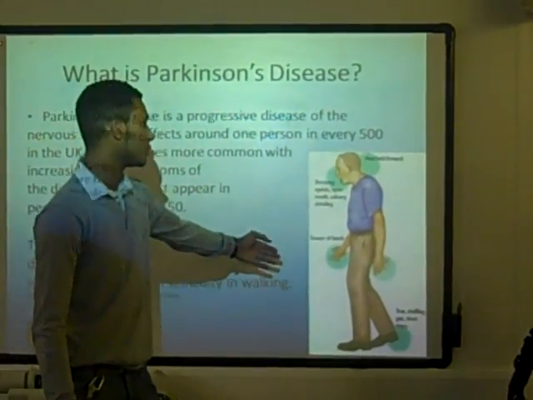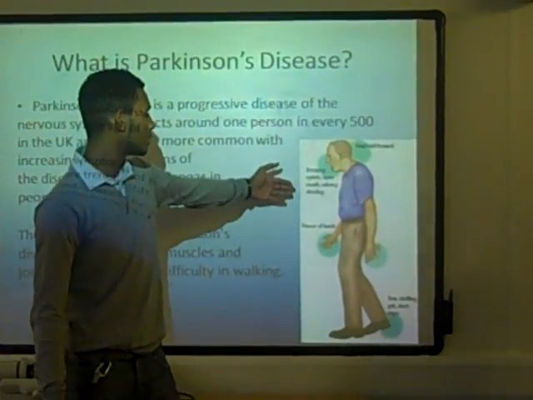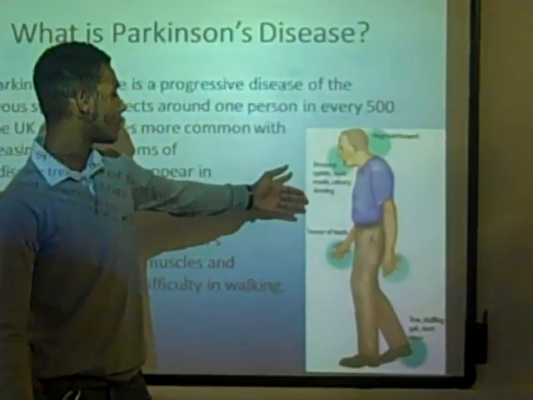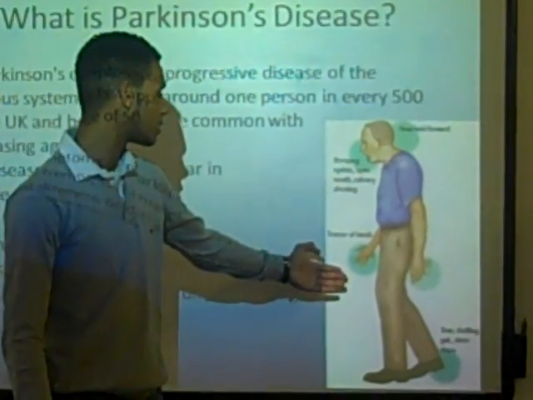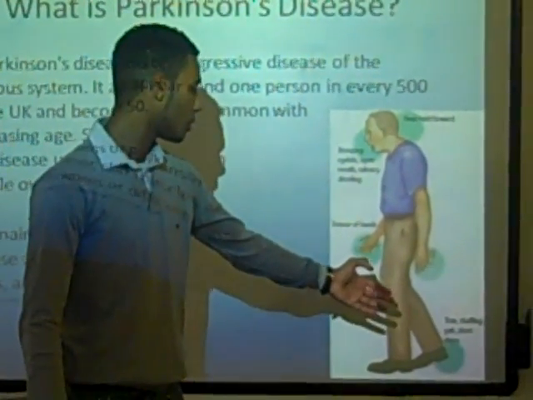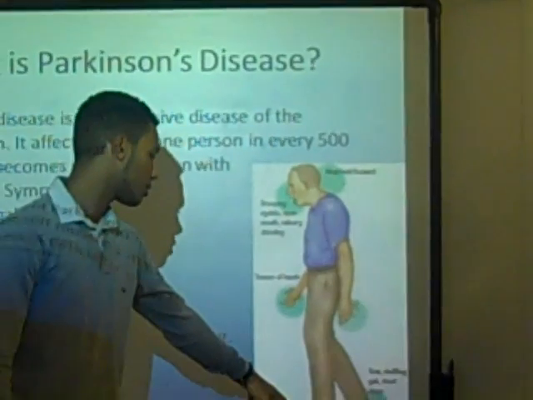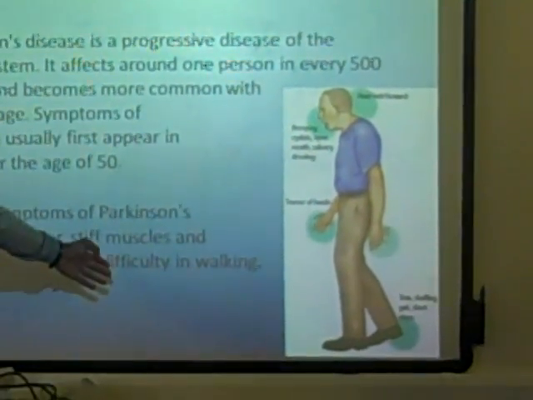As you can see in this diagram, this man has his head held forward, drooping eyelids, an open mouth, and salivary drooling. Also, you can see his hands are shaking, and he has slower movements in the legs, which also are the small steps, as you can see, because of difficulty walking.